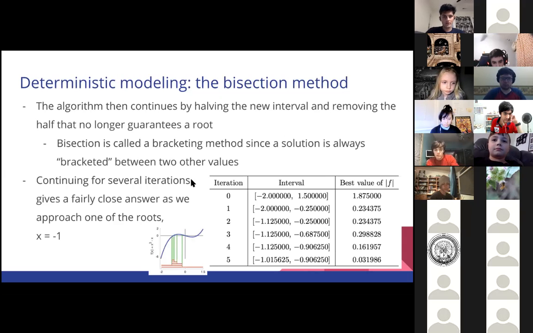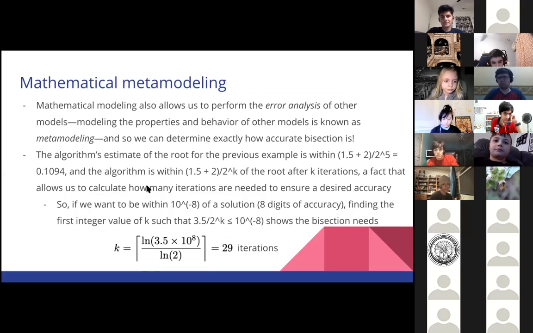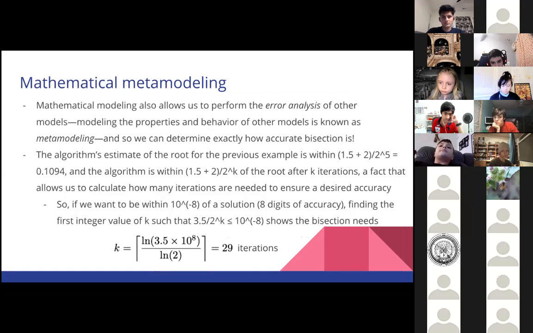So mathematical modeling also allows us to perform the error analysis of other models. Modeling the properties and behavior of other models, like where things went wrong, is known as meta modeling. And so we could determine exactly how accurate bisection is. So the algorithm's estimate of the root for the previous example for the 5th iteration is within 1.5 plus 2 over 2 to the 5th, which equals 0.1094.